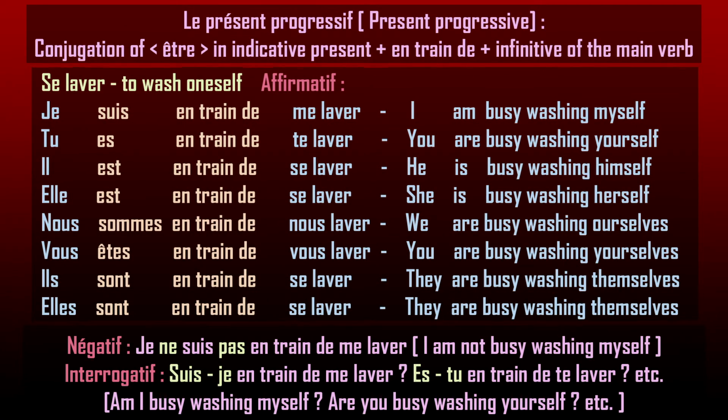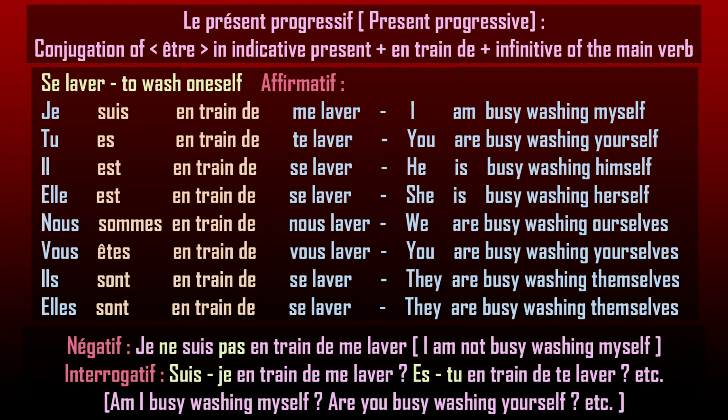Conjugation of a pronominal verb in present progressive. Se laver. Conjugate être, add en train de, and add the infinitive. Je suis en train de me laver. I am busy washing myself. Or I am washing myself right now.